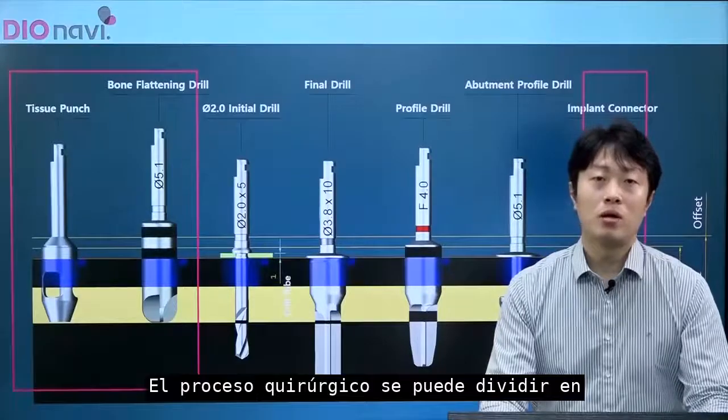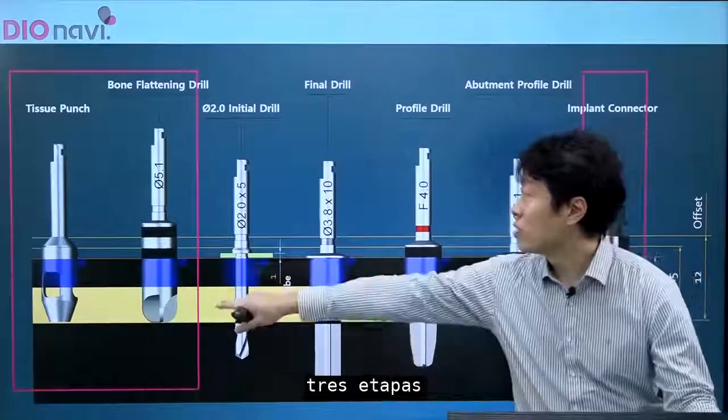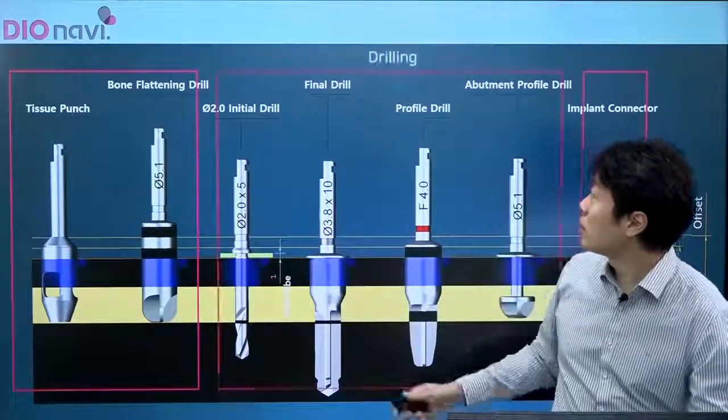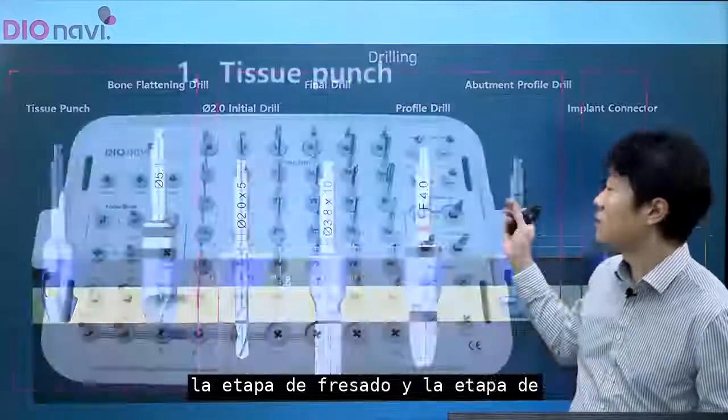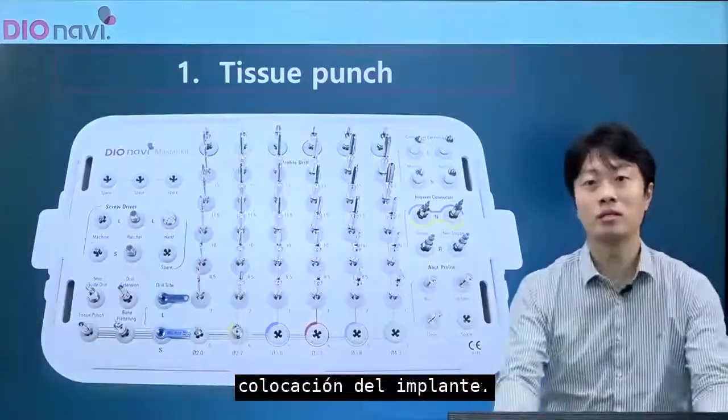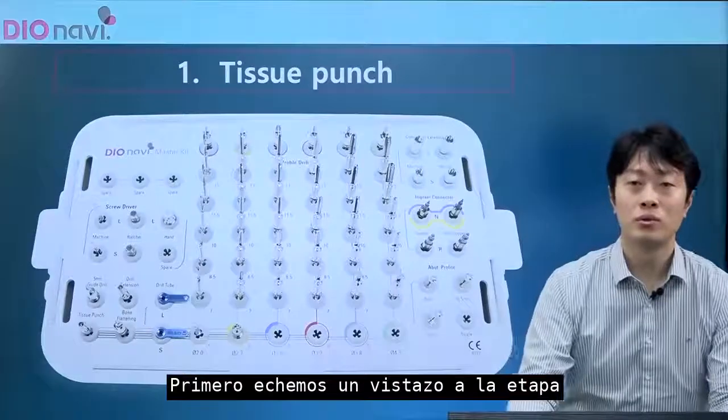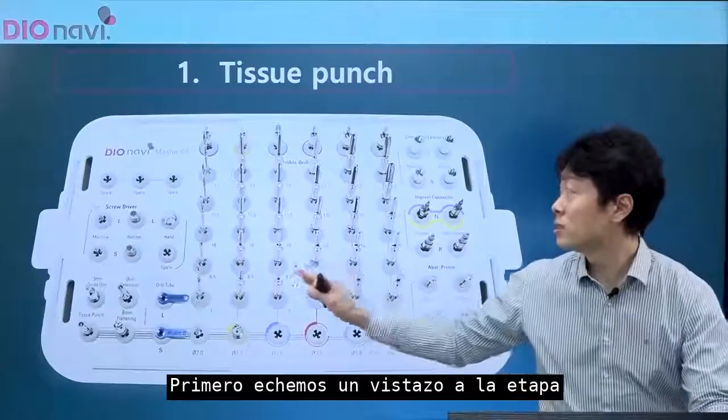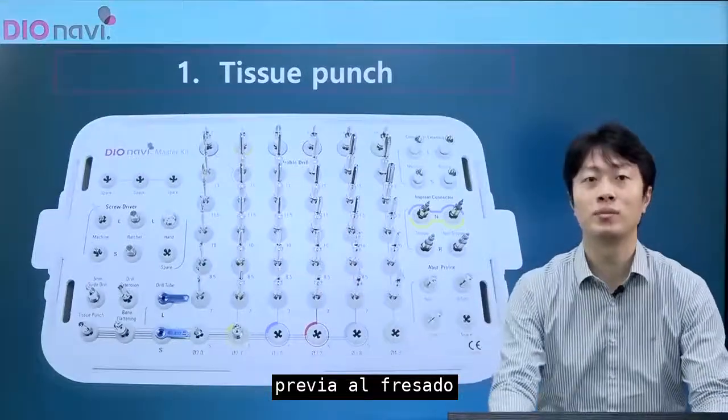The surgery process can be divided into 3 stages: the pre-drilling preparation stage, the drilling stage, and the implant placement stage. Let's first take a look at the pre-implant drilling stage.